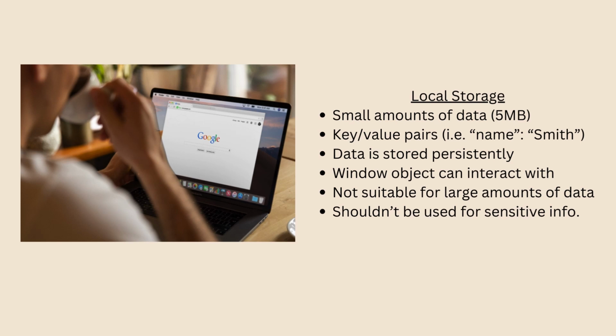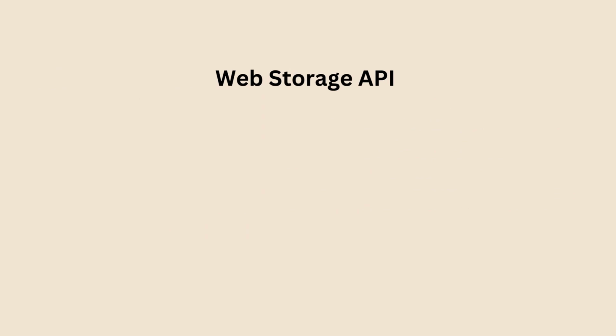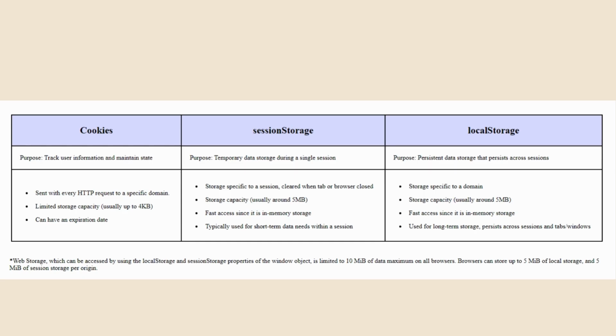The Web Storage API has two storage mechanisms. One is local storage, which is what we're talking about, and the other is session storage. These are both a little bit different, so we won't spend too much time talking about session storage here, but here's a comparison to show the differences between local storage, session storage, and cookies. Basically, session storage is not persistent, meaning when you close your browser or session, the data you stored in session storage won't be there when you reopen the browser, whereas with local storage, it does persist.